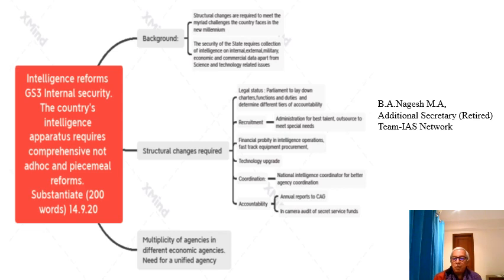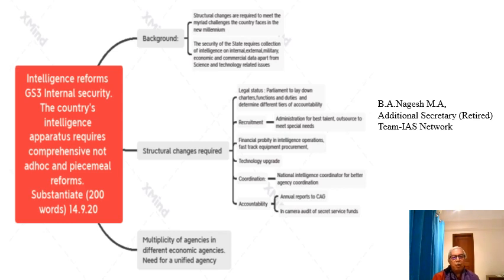In-camera audit of secret service funds. This is another area where the authorities have a lot of discretion. Nothing is disclosed as to the expenditure relating to secret service funds. So what we propose is an in-camera audit. So it will be only with the department. I mean, suppose a parliamentary panel wants to access, there should be an in-camera audit.